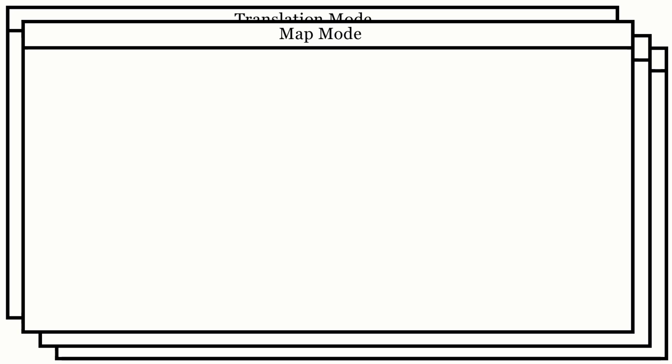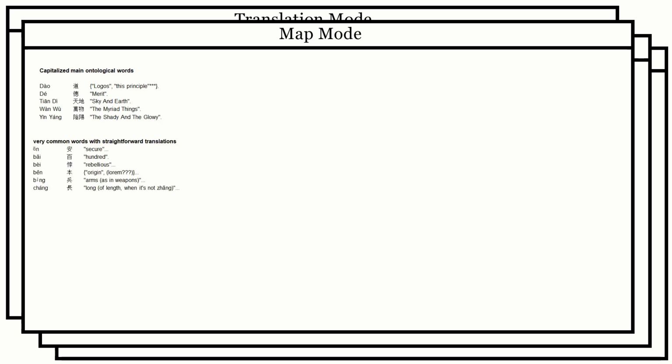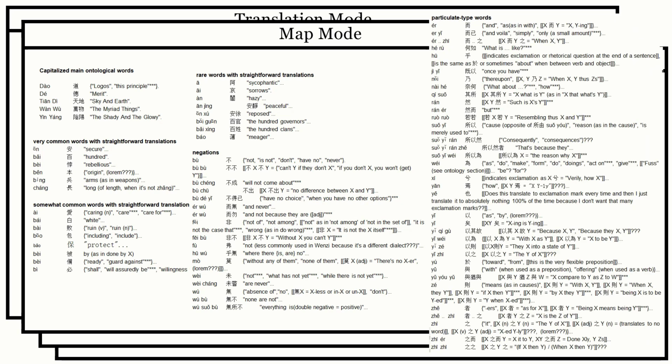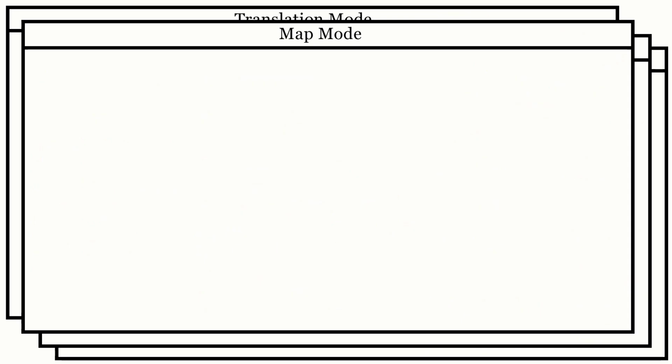Alright, sections. I like building up a map with sections. For example, my map for WordGuy Scrolls 1 and 2 has a section for main ontological words like Dao, De, Tian, Di, Yin, Yang, Wan, Wu, etc. A section for very common words, a section for somewhat common words, a section for rare words, a section for negations, a section for particulate type words that don't translate directly because they're doing sentence structural things, and many other sections. Entries within a section are sorted in alphabetical order by pinyin, or if the source language were alphabetic, then the entries within a section would be sorted in alphabetical order by the source word.